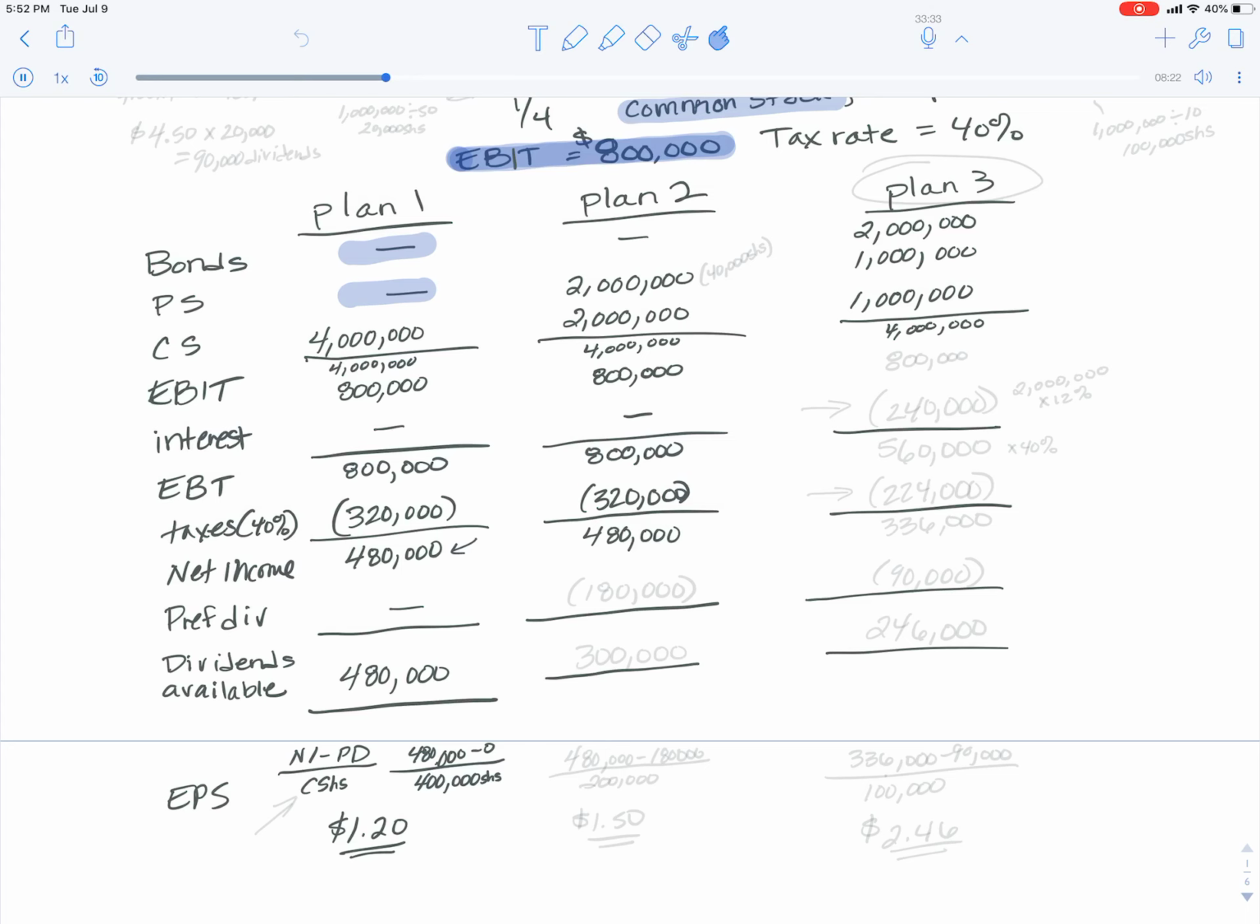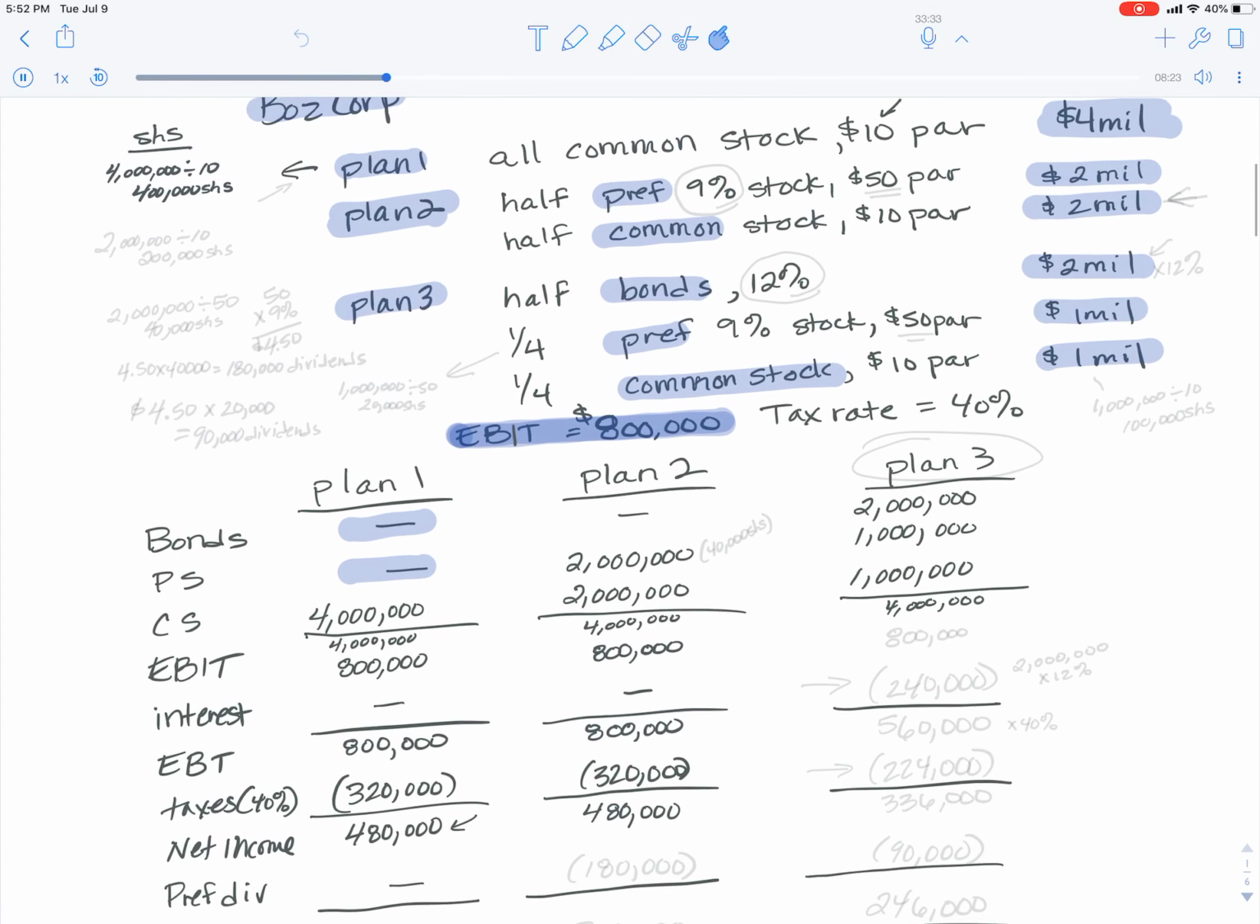So how many shares is this 2 million here? Well, if we want to raise $2 million from preferred stock, we have to divide it by the par. Oops, I'm on the wrong one. 50. So divide it by 50. Then that should be 40,000 shares. Okay, so this represents 40,000 shares.